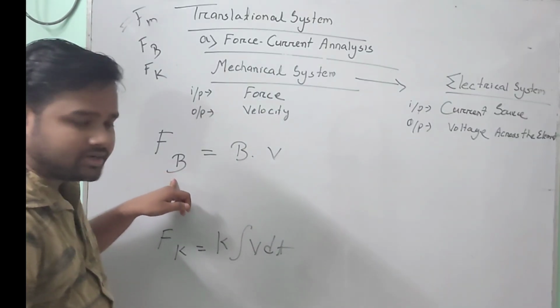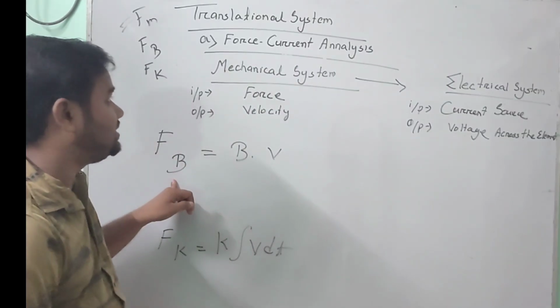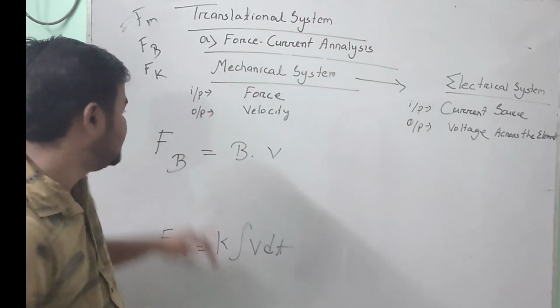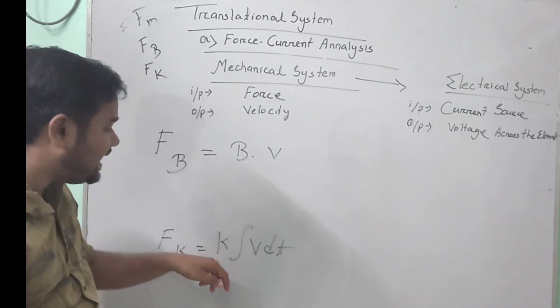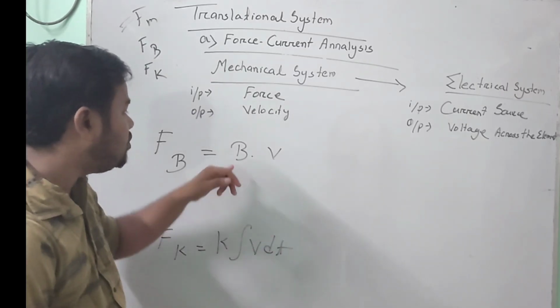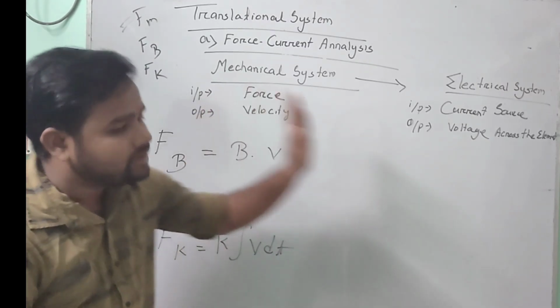The force due to dashpot we have already studied in the force voltage analysis. The force due to dashpot was B into V, and the force due to spring was K into integration of V dt. Now we will convert these two equations into the electrical system.